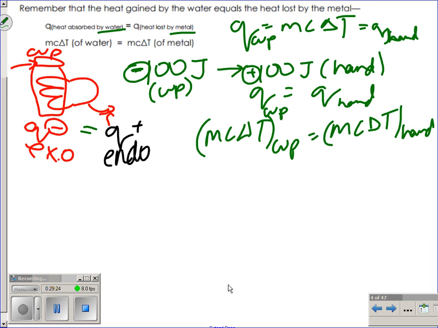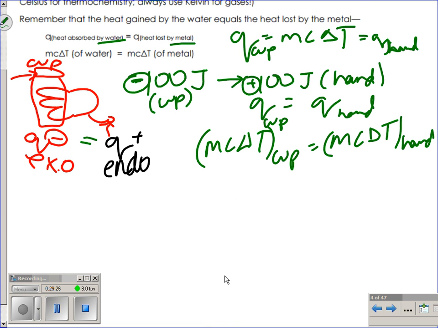Okay, so you guys have MCΔT equals MCΔT. Use this data, set it up, solve for this T metal. Well, you set up your variables first and then plug them in.